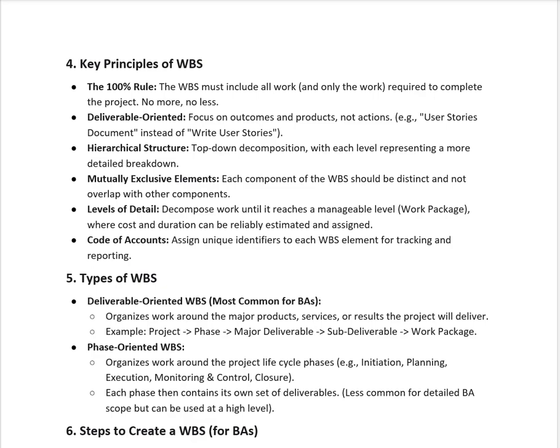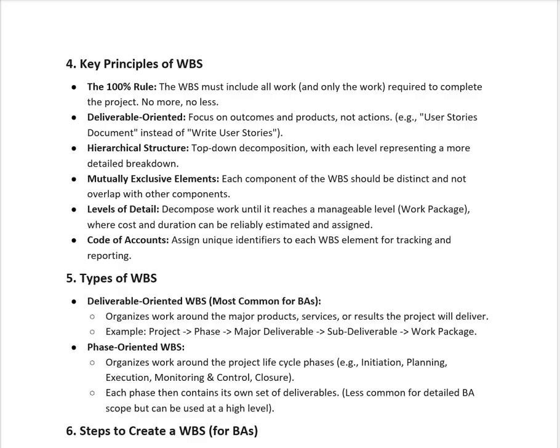So the types of work breakdown structure. There are generally two types followed by business analysts or the IT team. One is a deliverable oriented work breakdown structure, and the other is a phase oriented work breakdown structure. The deliverable work breakdown structure is organized around the major products, services, and results that the project will deliver. We consider only the deliverable points, that is the final requirement, and then we track that requirement's phase, timeline, and budget required. For example, the project phase, major deliverable, sub deliverable, and then work package.